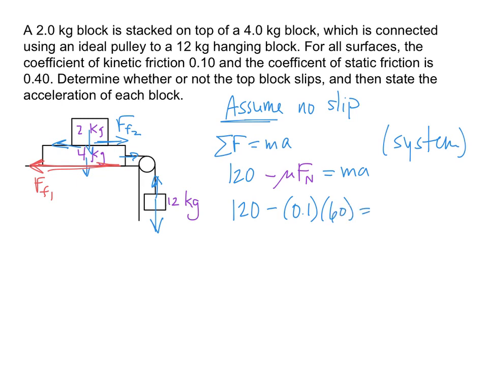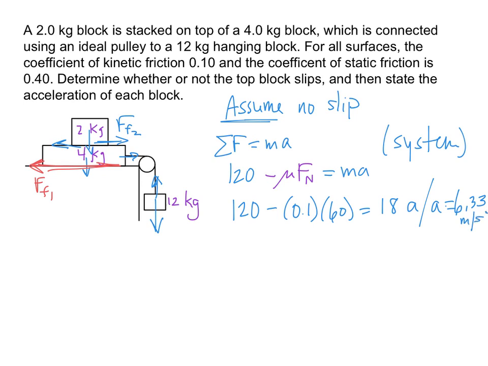And then we put our mass in. Again, this is the total mass, so 2 plus 4 plus 12 is 18. And our acceleration comes out to be 6.33. Trying to save a little space here.